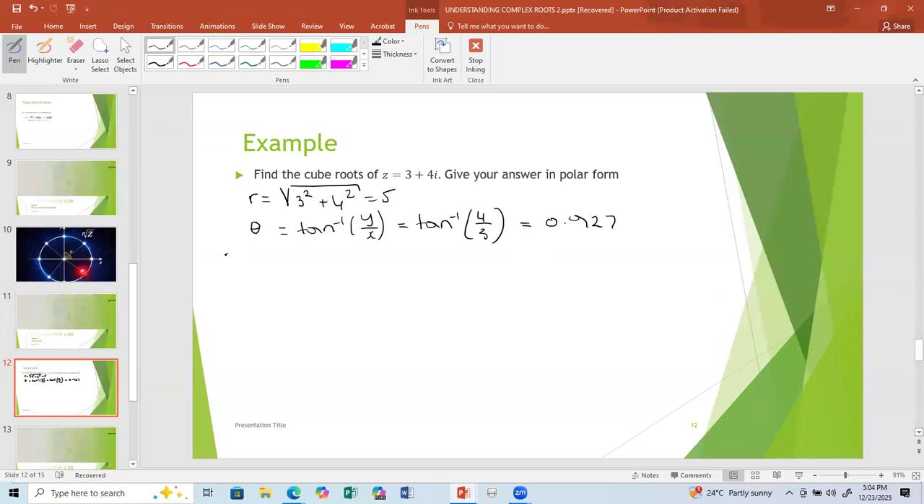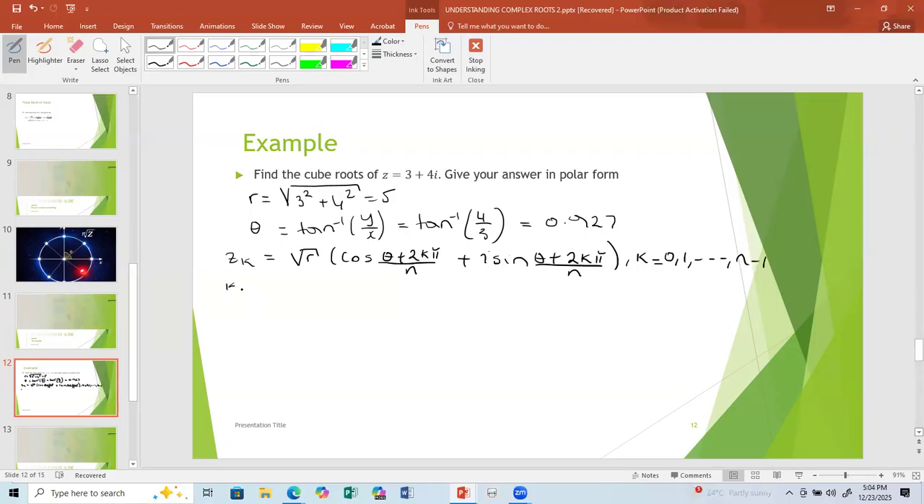Now, we remember our formula. The nth roots of the complex number are given by the formula: the nth root of r times cosine of (theta plus 2k pi) divided by n, plus I sine of (theta plus 2k pi) divided by n, whereby k varies from 0, 1 up to n minus 1.